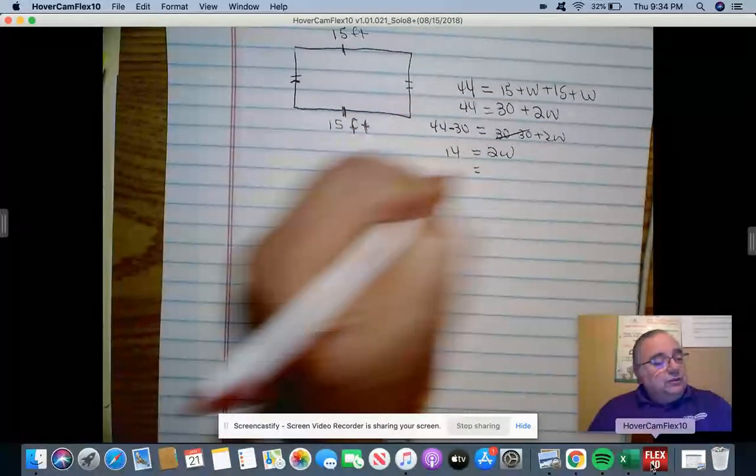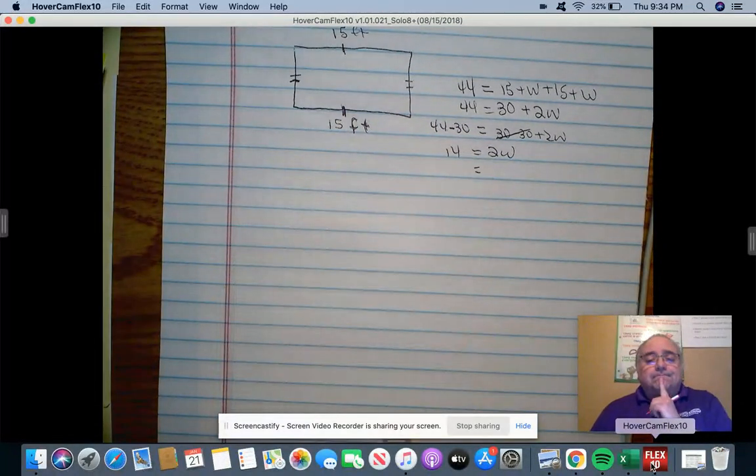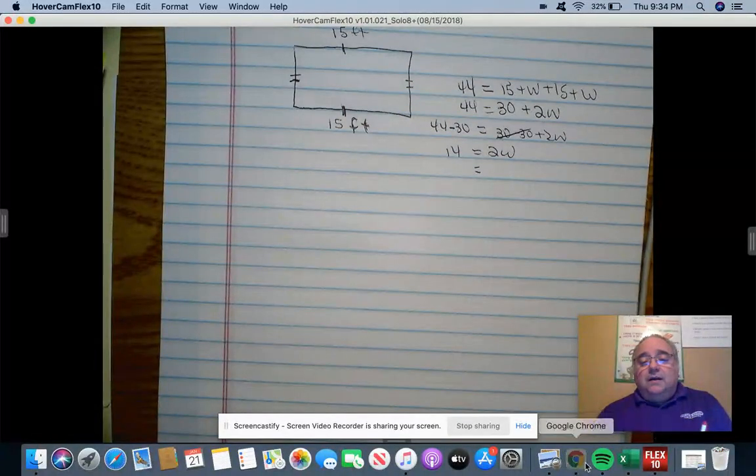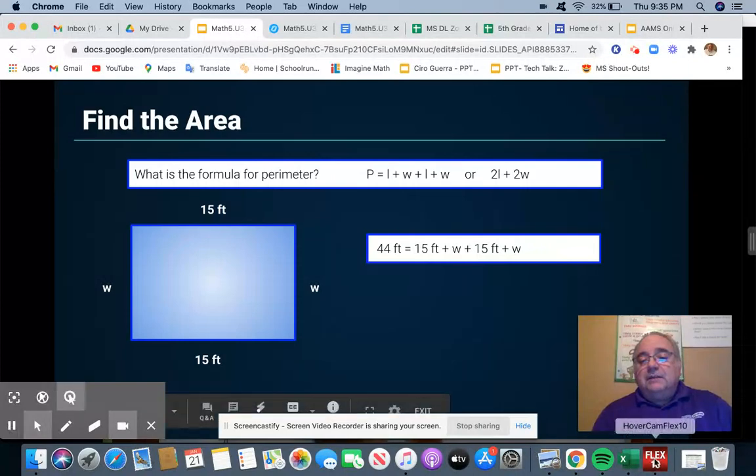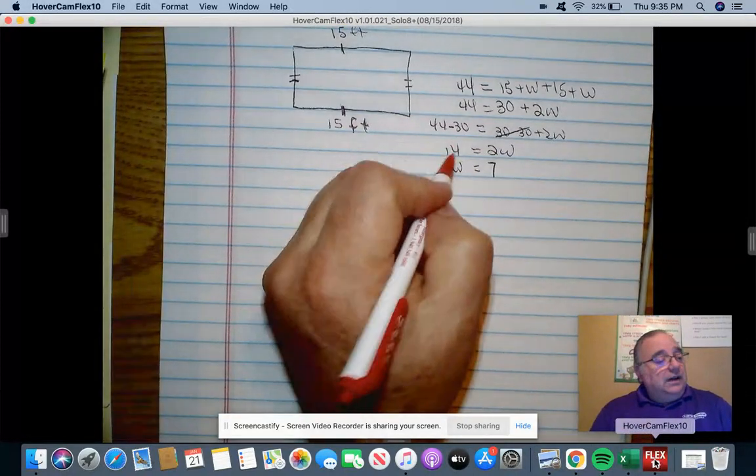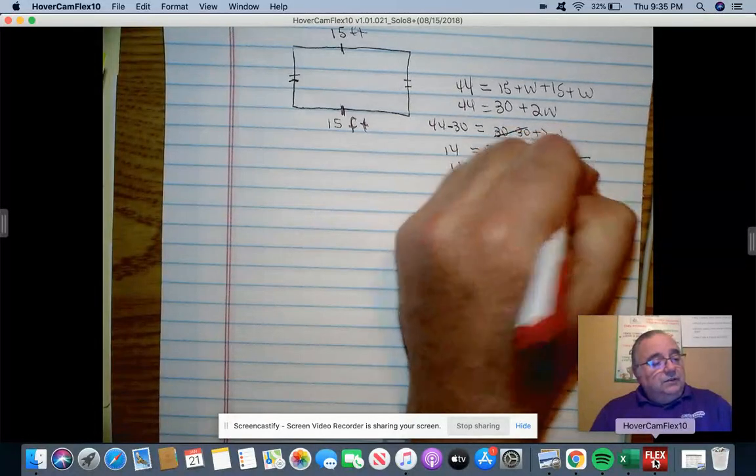Now I have to, let's think about that. What operation is it? Pausing in 3, 2, 1, pause. Excellent. Yes, that is correct. We're going to divide 14 by 2, and that is W equals, let me get my cam here. I've already started working it out. 14 divided by 2 equals 7.